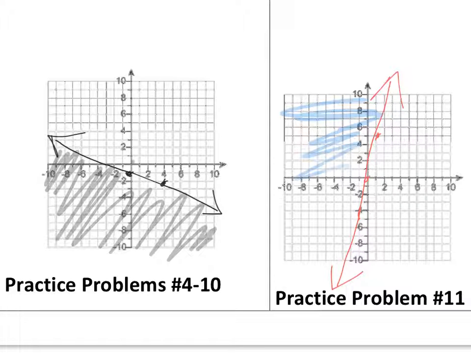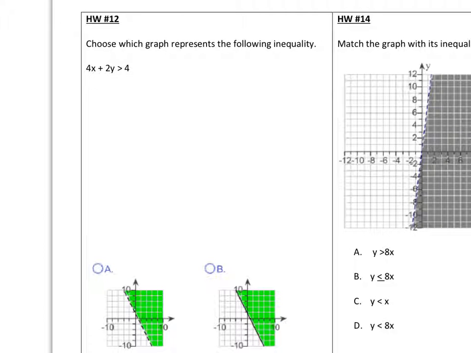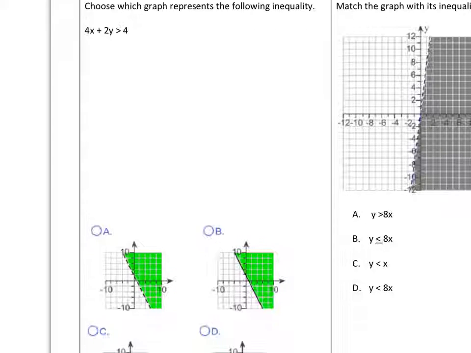So if your graphing calculator didn't do that for you, then you would actually have to test a point like I did and color in the side of the line, but your graphing calculator should shade the correct part. Okay, the last two problems here are multiple choice, so I wanted to show you this because you can always use your choices to kind of help you out here.